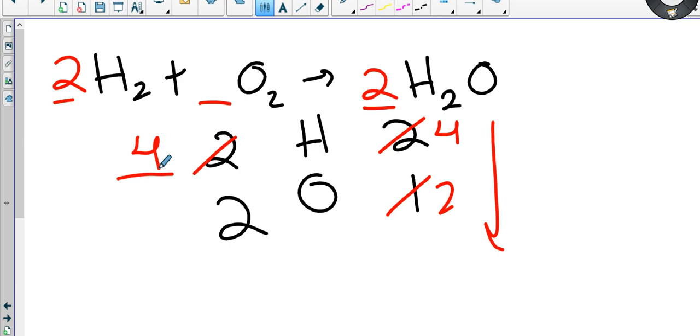In front of the oxygen, there's an understood 1. You can write the 1 if it makes you feel happy inside. You technically should not do that, though. On your quiz on Friday, it's multiple choice, and it will say you have to balance the equations, and then it will say the coefficients of the balanced equation would be 2, 1, 2.